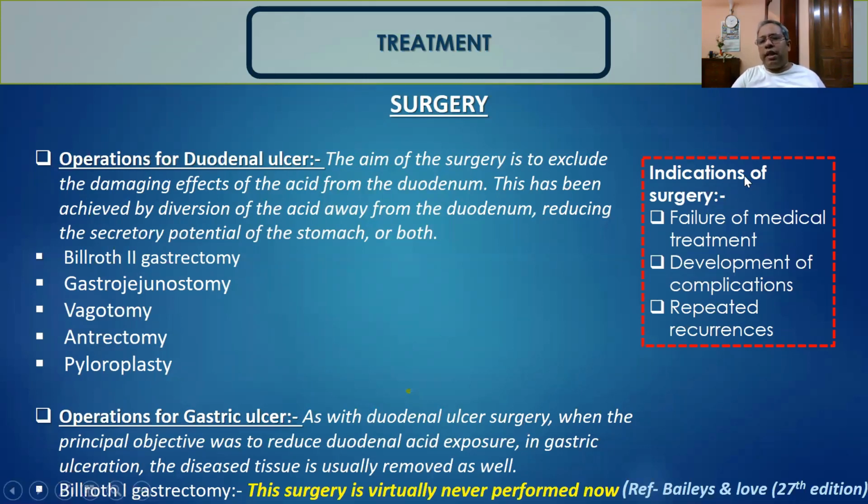So the indications for surgery are failure of medical treatment, development of complications like bleeding peptic ulcer or perforated duodenal ulcer, or gastric outlet obstruction. Then go for surgical treatment. Or repeated recurrences that don't respond to the medical treatment.